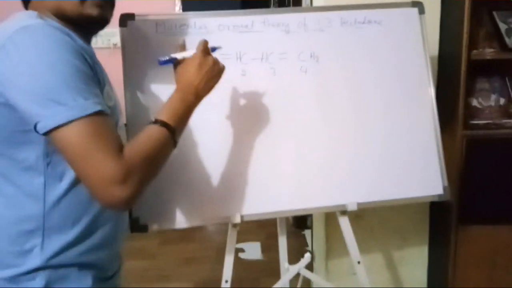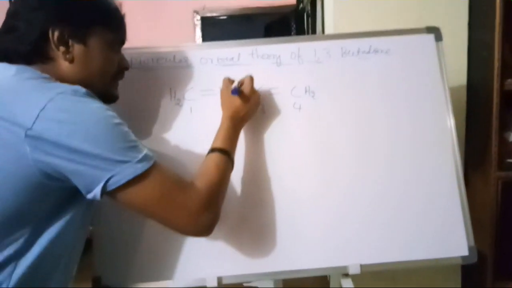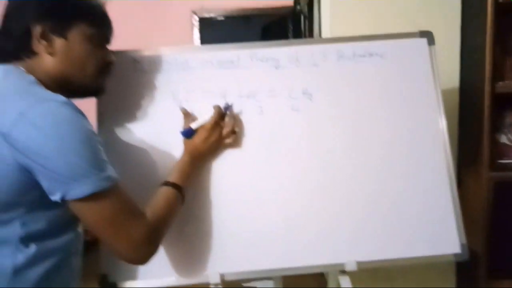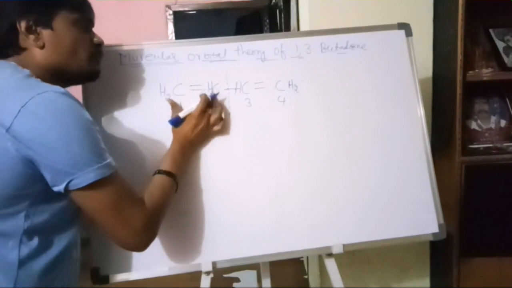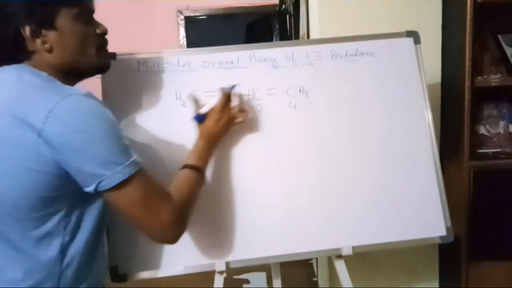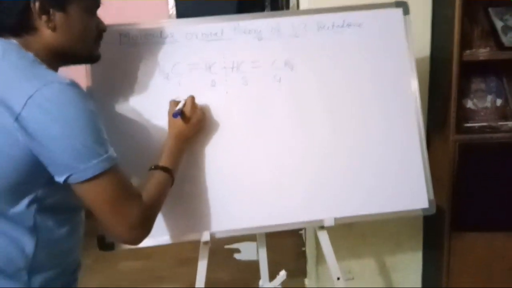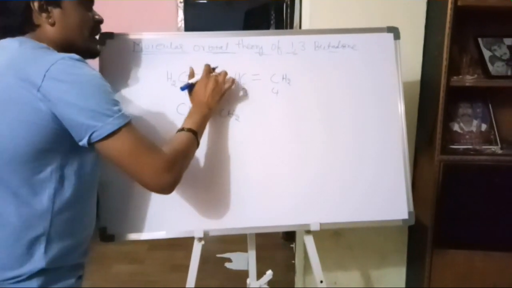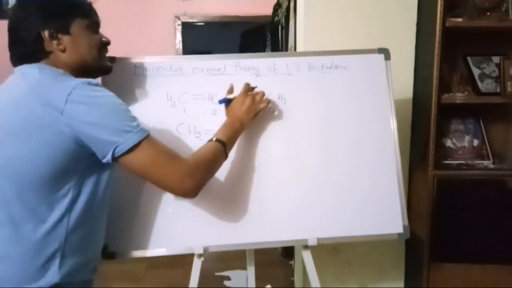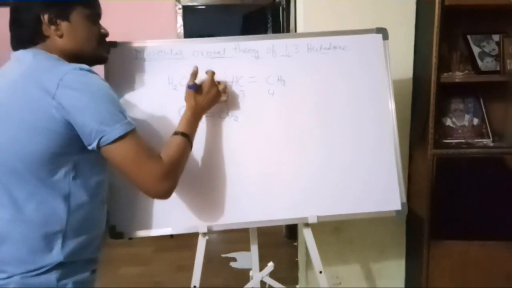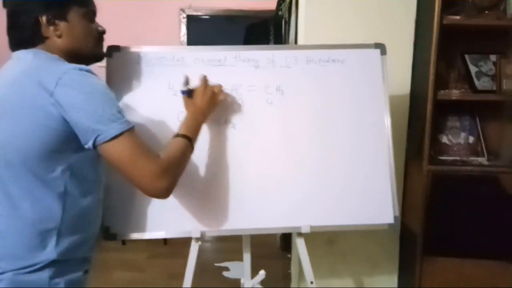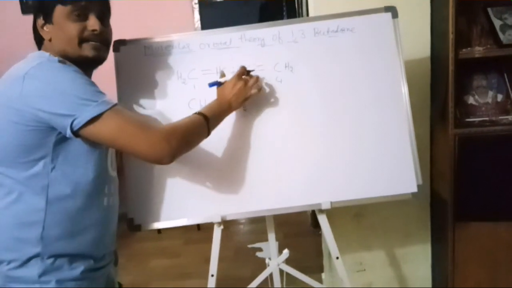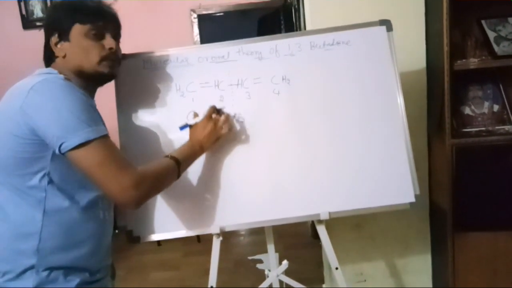Now, if you see this molecule, let us divide it into two halves. If we divide it into two halves, it looks like a combination of two ethylene molecules. What is an ethylene molecule? CH2=CH2, right? If one of the hydrogens of this carbon is replaced by CH=CH2, then it becomes this particular 1,3-butadiene. So we can say that this 1,3-butadiene structure is the combination of two ethylene molecules.